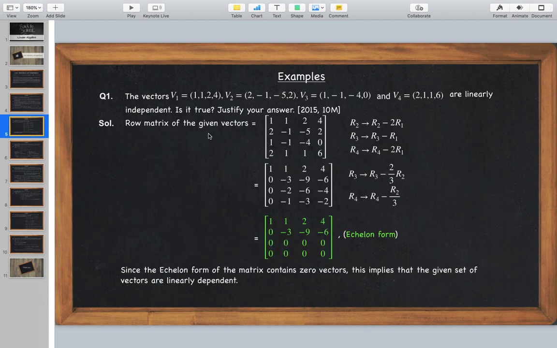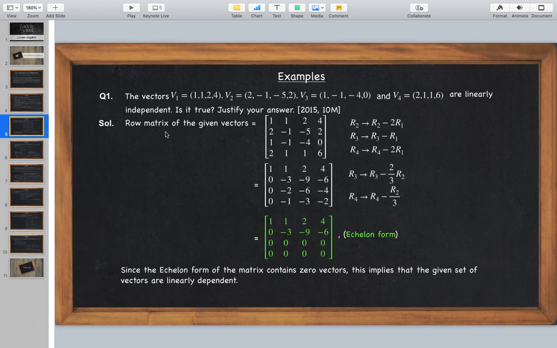In the first question, the vectors v1, v2, v3 and v4 are linearly independent. Is it true? Justify your answers. So I'll just go through the solutions. What you are supposed to do is pause the video, look at the question, and try to solve it yourself, and then look at the solution only if you're not able to solve it. Okay, so I'll begin with the solution.